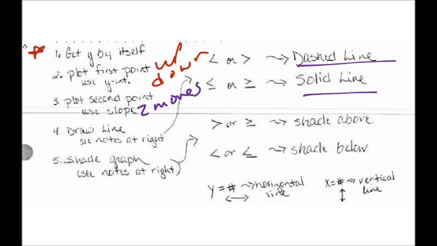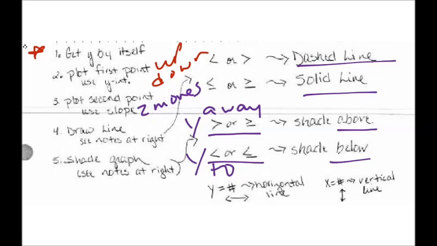Then you're going to shade your graph. Once again, this is something new. If it points away from the y, like it does in these two, you'll shade above. If it points to the y, like it does in these, you'll shade below. If you end up with just y equal a number, or y is greater than or less than a number, it's a horizontal line. If you only have an x, it's a vertical line.